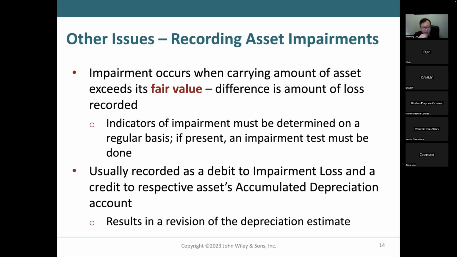I mentioned this impairment, right? Here, impairment means your book value or carrying amount of the asset exceeds its fair value. Okay, so the number you recorded on your book is actually more than its real value, right? So the difference is a loss. The difference is a loss. We call it impairment loss.